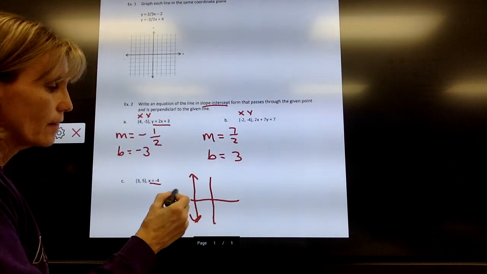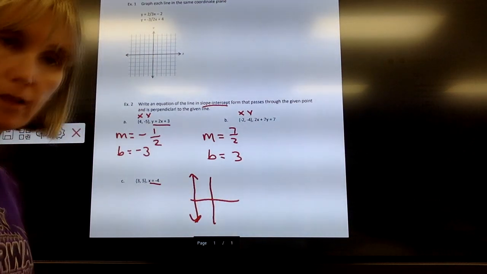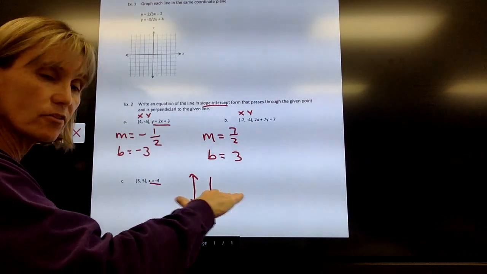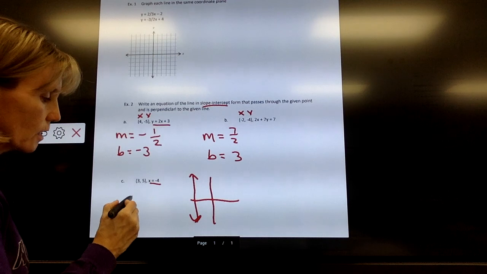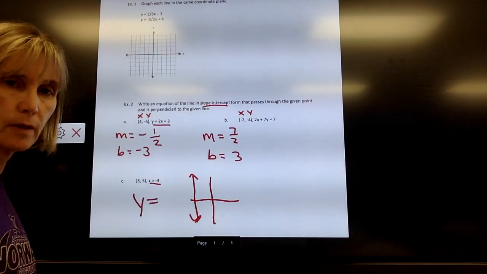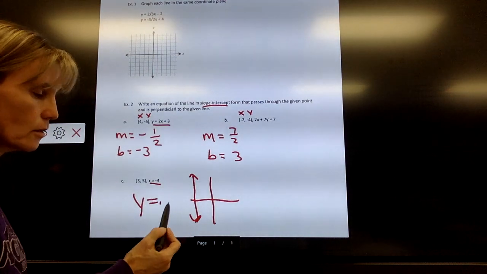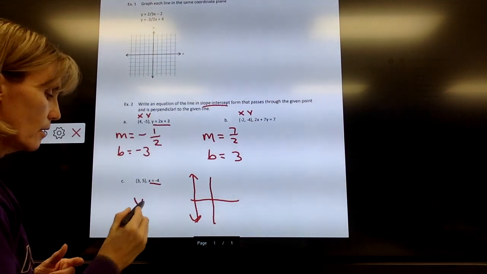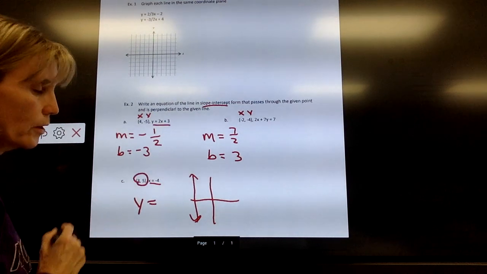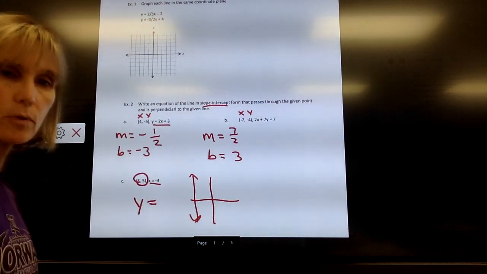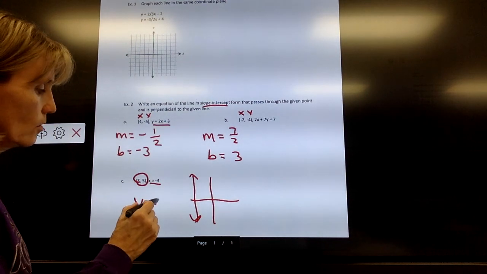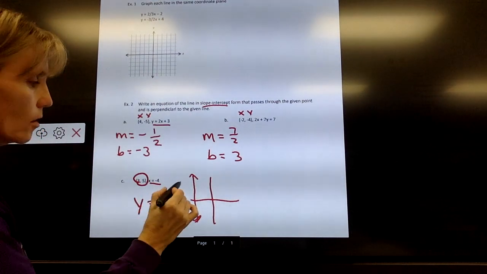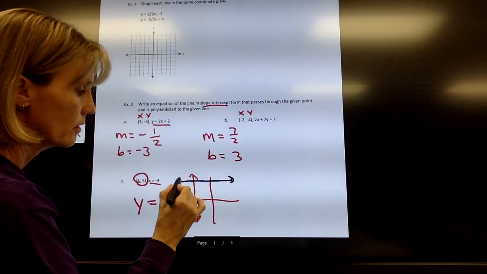Now what does a line that is perpendicular to that look like? Well, this is a vertical line, so perpendicular to that would have to be a horizontal line. And a horizontal line just says y equals. Now we have to figure out what value goes in here, but it's going to be a y equals line. If it has to go through this point right here, what does the y value equal at that point? The y value is 5. So what's going to be perpendicular to that is a y equals 5 line.